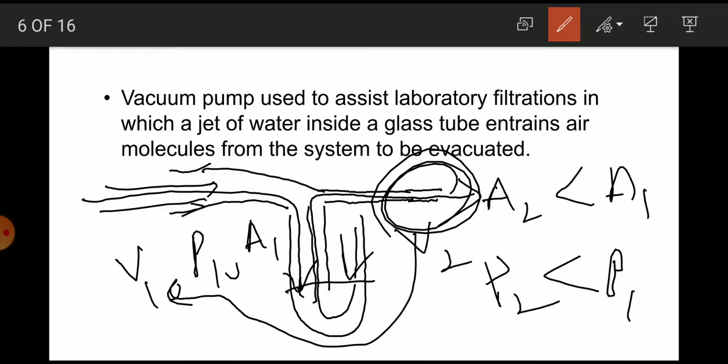So simply you can say that where pressure is high, velocity will be low. Where velocity is high, pressure will be low. Where area is greater, velocity will be less. Where area is less, pressure will be high.